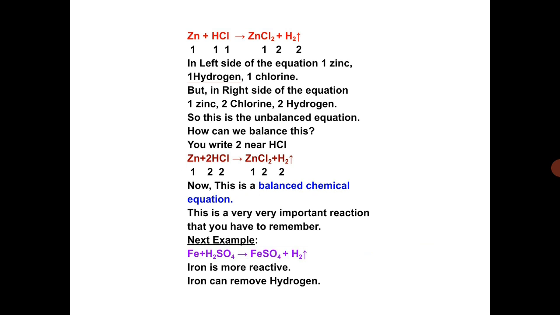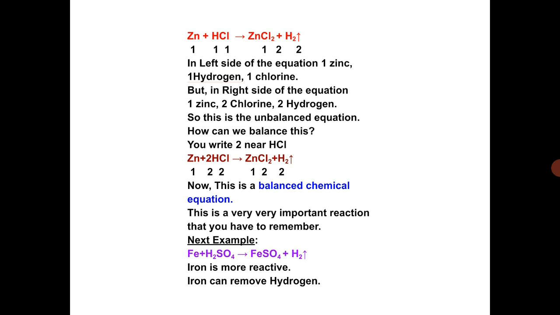Now on the left side, 1 zinc, 2 hydrogen, 2 chlorine. Right side, 1 zinc, 2 chlorine, 2 hydrogen. Now this is a balanced chemical equation. This is a very important reaction that you have to remember.